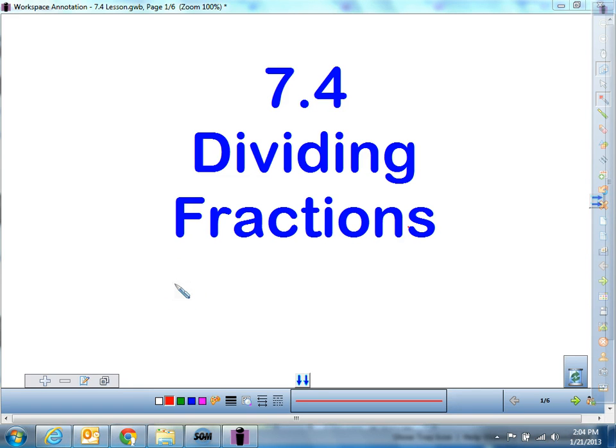Hi, today we're talking about 7.4. We're finally moving on to dividing fractions. And dividing and multiplying have an interesting relationship, and you'll see that here in how we treat fractions.